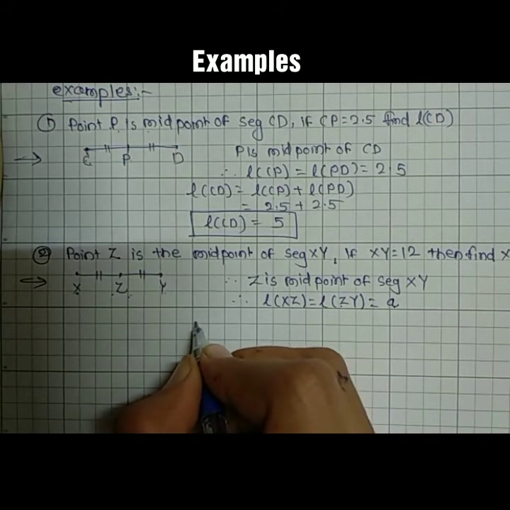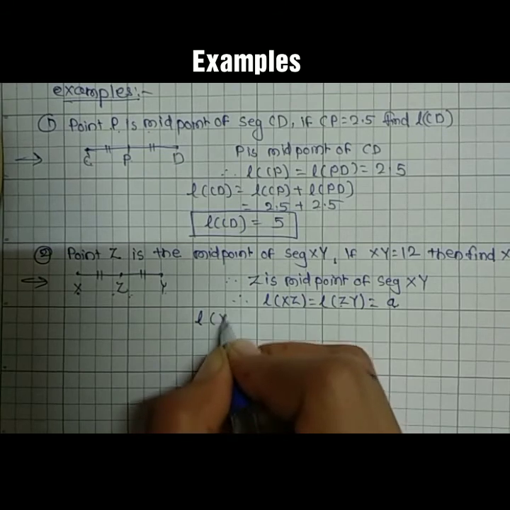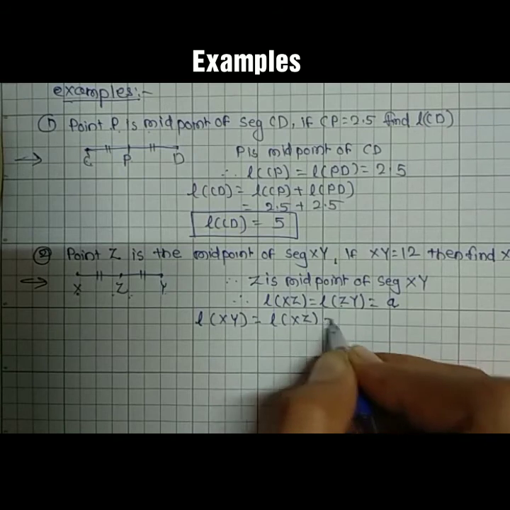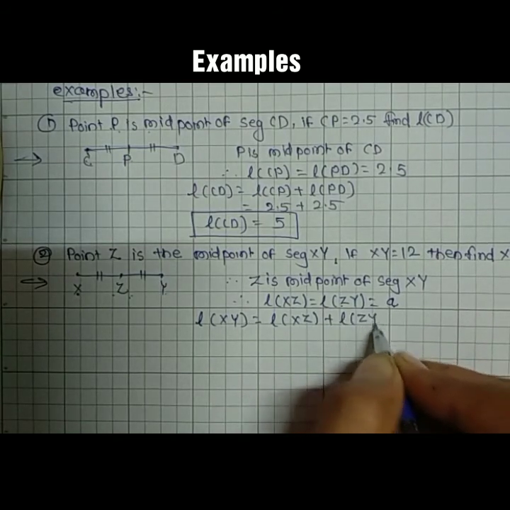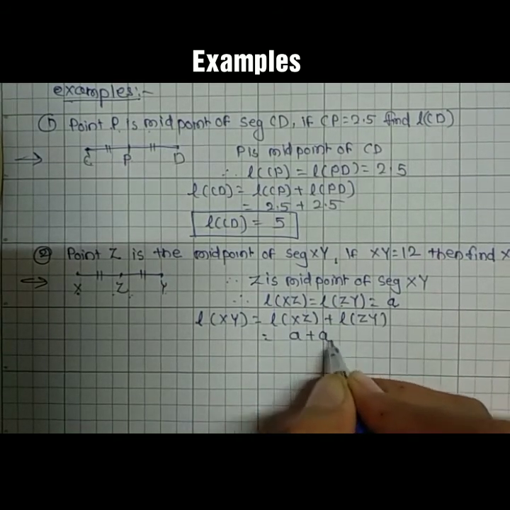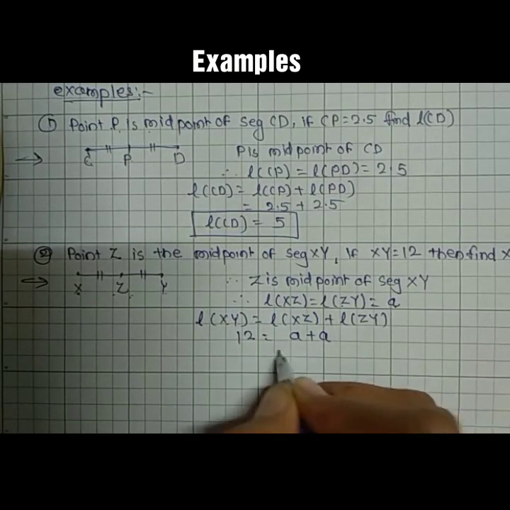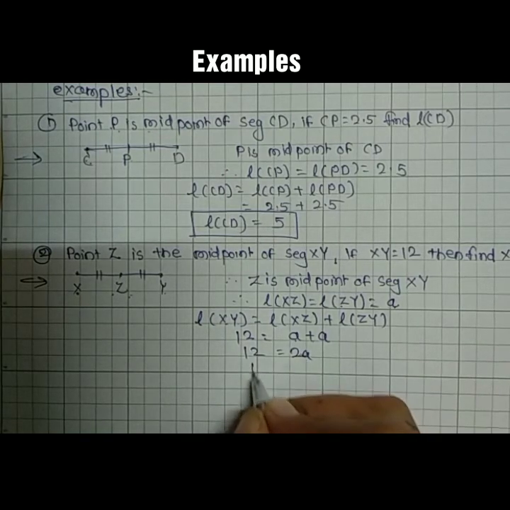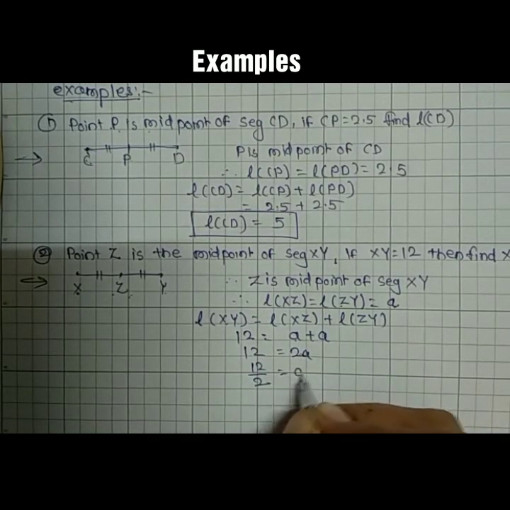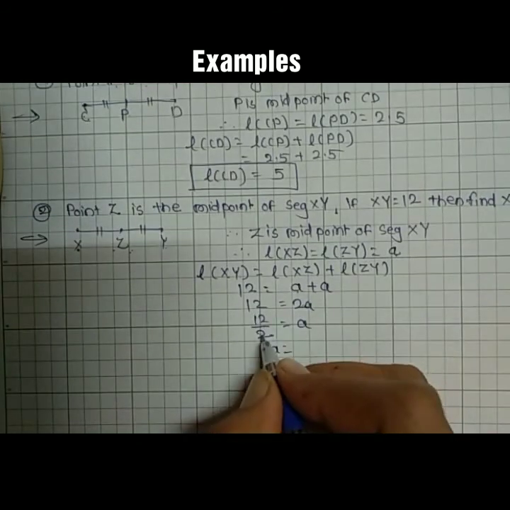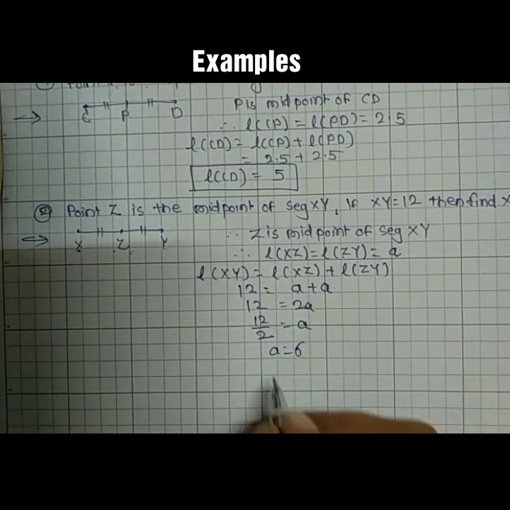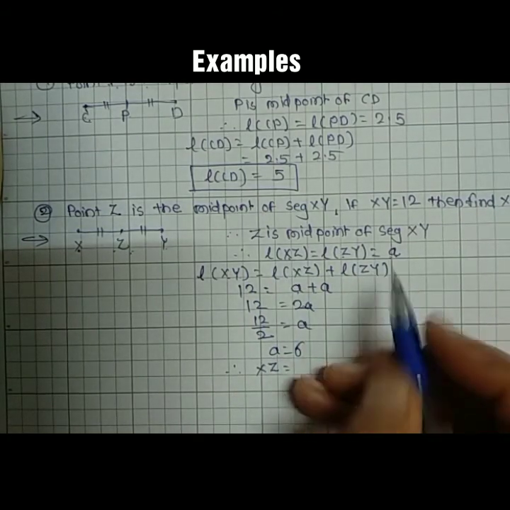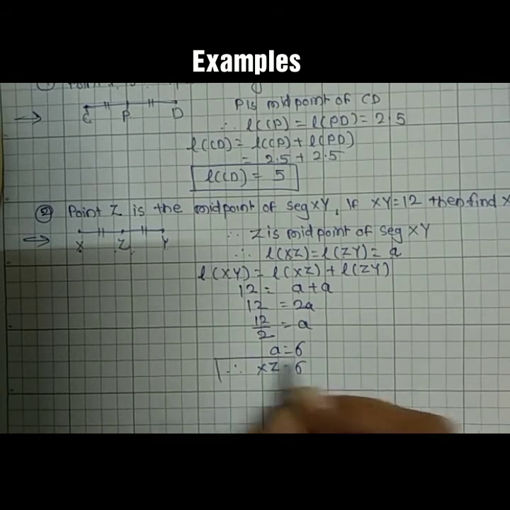So as per this figure, the length of XY is equal to length of XZ plus length of ZY. a plus a, XY is 12. a plus a is 2a. This 2 is a multiplier, so it becomes a divisor. So the value of a is equal to 12 upon 2, that is 6. Therefore the value of XZ is a, so XZ is equal to 6.